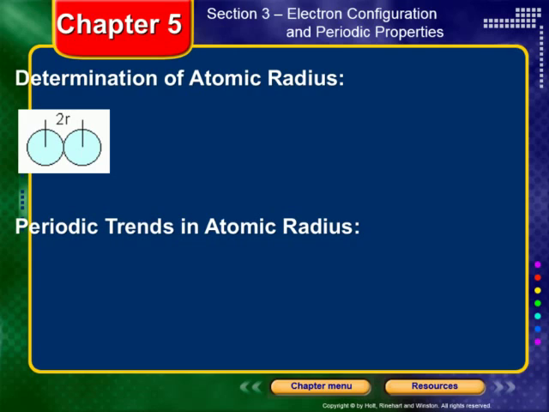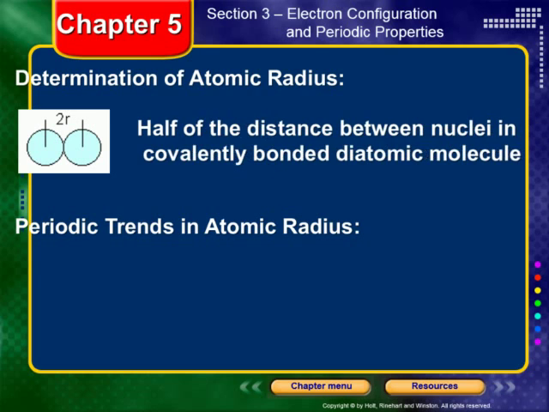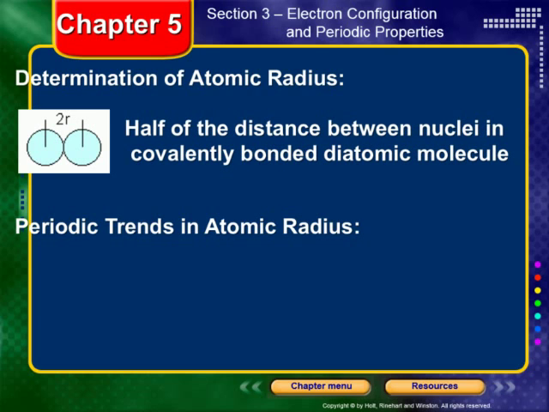So, determination of atomic radius. When we're talking about the radius of an atom, we do not measure one atom by itself. Because remember, what denotes the outer boundary of an atom is the edge of the electron cloud. And as we learned in chapter 4, the electron cloud does not have a hard border. It just simply kind of fades into infinity. So in order to determine the radius of an atom, we actually take half of the distance between nuclei in covalently bonded diatomic molecules.